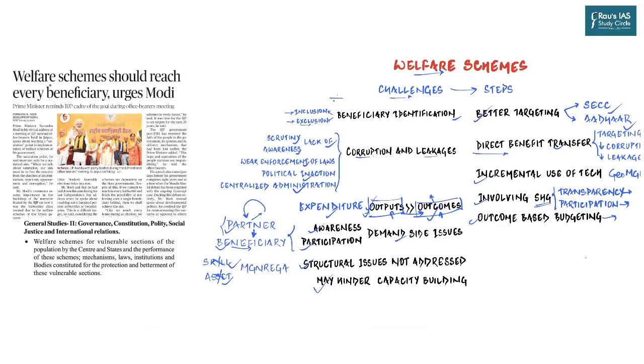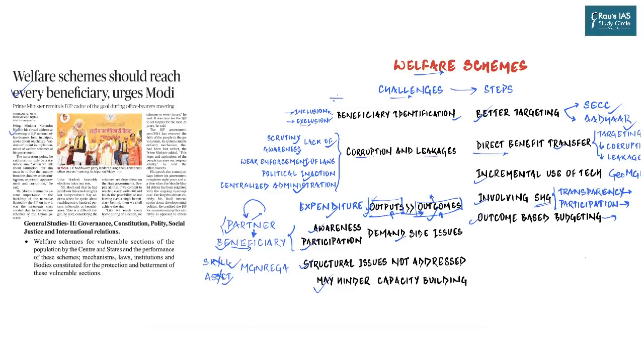The next news which we have taken has appeared on page number 10. Welfare schemes should reach every beneficiary, urges Modi. So Prime Minister Narendra Modi, in his virtual address at a meeting of his party members, spoke about reaching a saturation point in implementation of welfare schemes of his government. The saturation point, he said, must not only be a statistical aim.